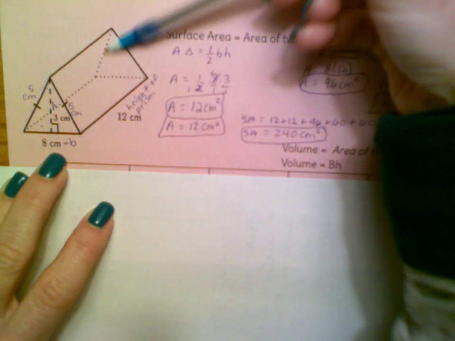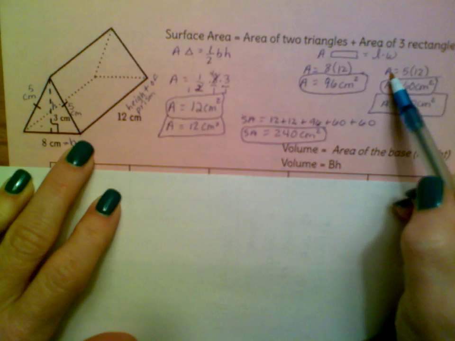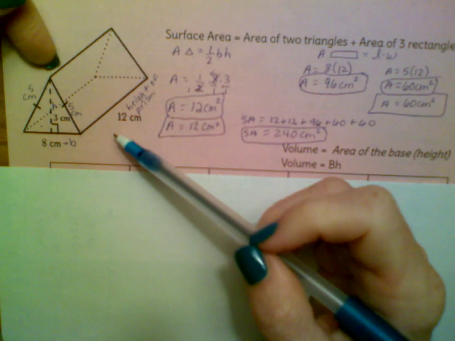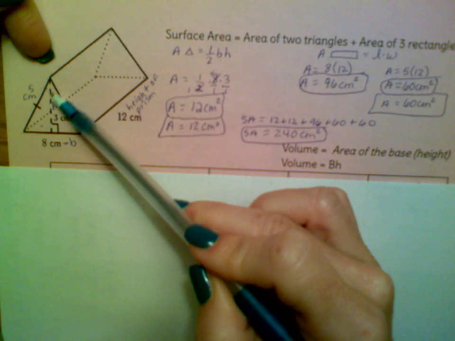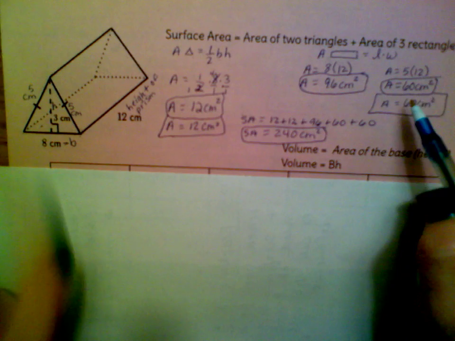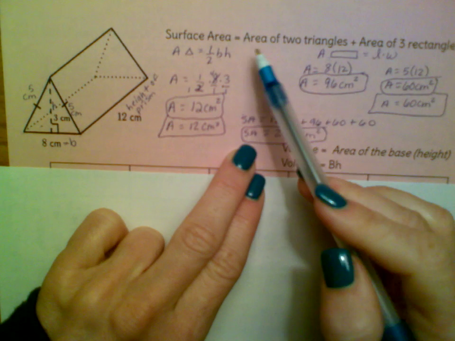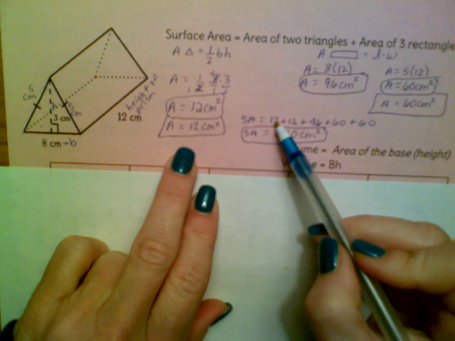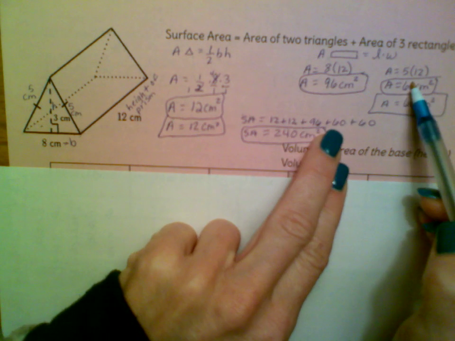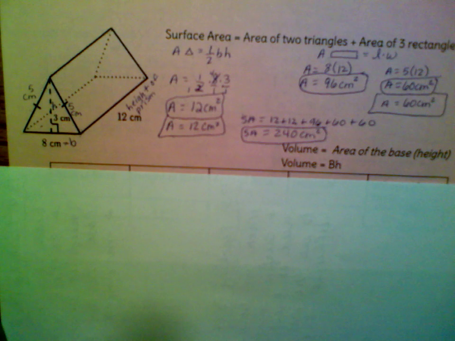Now I need this rectangle. So this is 12 times 5. That's 60 centimeters squared. But then I need this back side that would be back in here. That is 5 times 12 again. So I have 2 that are 5 times 12. So to get the entire surface area, it's the area of the 2 triangles, 12 plus 12, plus the 3 rectangles, 96 plus 60 plus 60. When you add all those together, we get 240 centimeters squared.